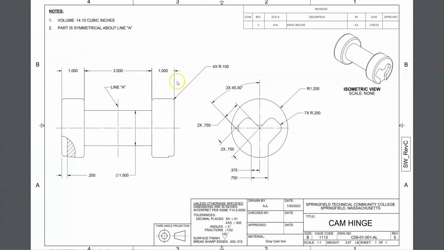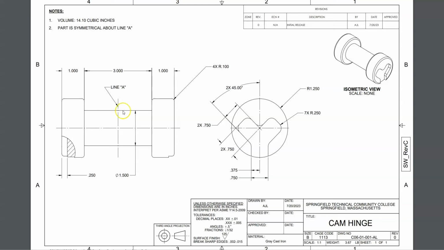Now, the first thing I like to do when I open a part is to stop and look for any features that I can use to my advantage in the modeling process. Things like this right here, I have line A. The part is symmetrical about line A. That means anything to the left of that line is exactly the same to the right of that line. That immediately tells me that I should be setting this up for a mirror.